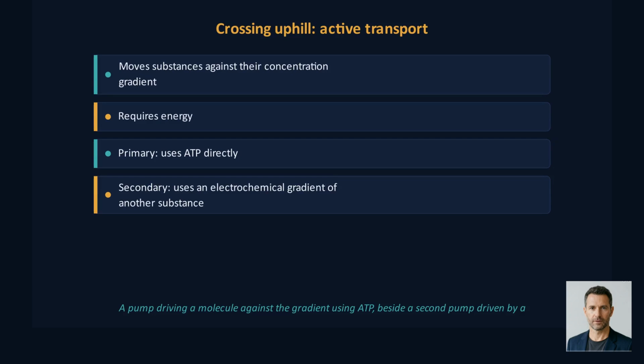Secondary active transport is more cunning. Instead of burning ATP itself, it uses an electrochemical gradient of a different substance to drive the transport of the target molecule, riding one substance's stored gradient to push another uphill. Passive transport coasts downhill for free, while active transport pays, directly or indirectly, to climb.